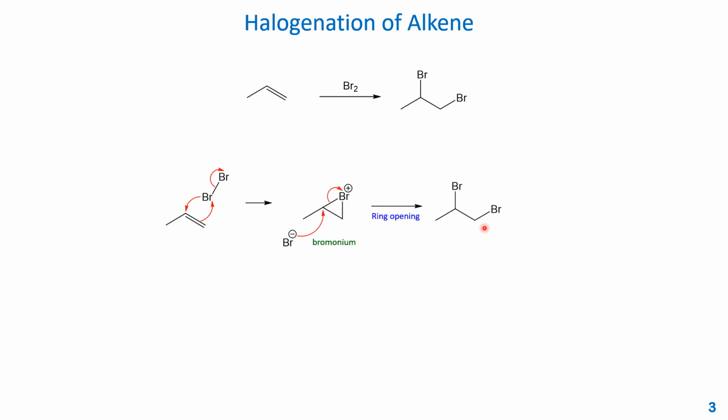And then the product is this 1,2-dibromopropane. As I just mentioned, it's a vicinal dibromide.